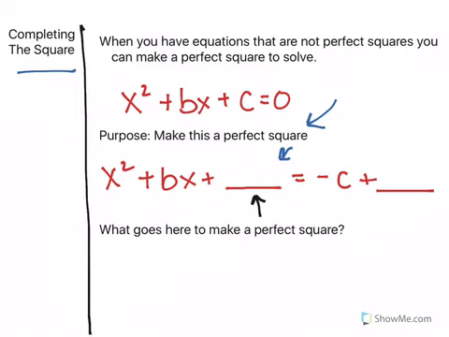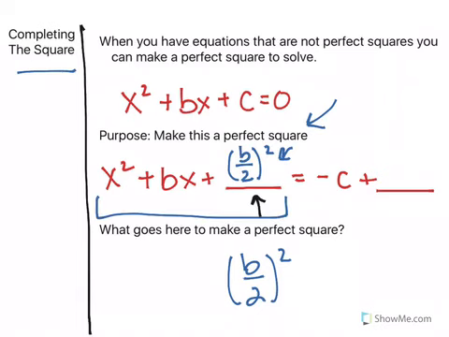Well, I will tell you that every time that value should be b divided by 2 squared. So in this blank, we can write b divided by 2 squared. That will create a perfect square trinomial on this side. However, anytime we add something to one side of an equation, we must add it to the other, so you need to make sure that you add b divided by 2 squared on the right as well.